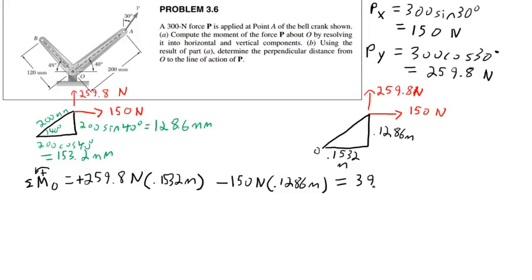I don't need to consider the sine and cosine because I already factored those in here. 39.80 Newton meters minus 19.28 Newton meters. And this comes to 20.52 Newton meters.